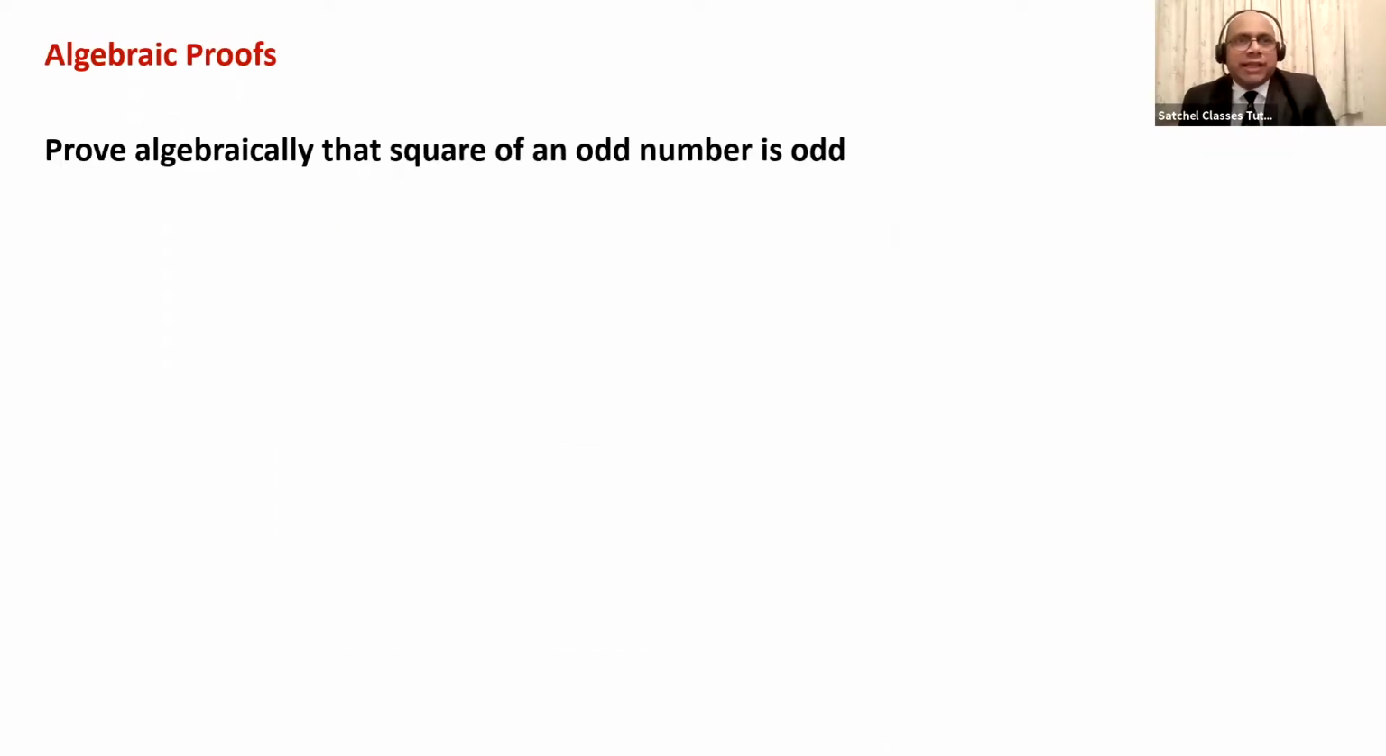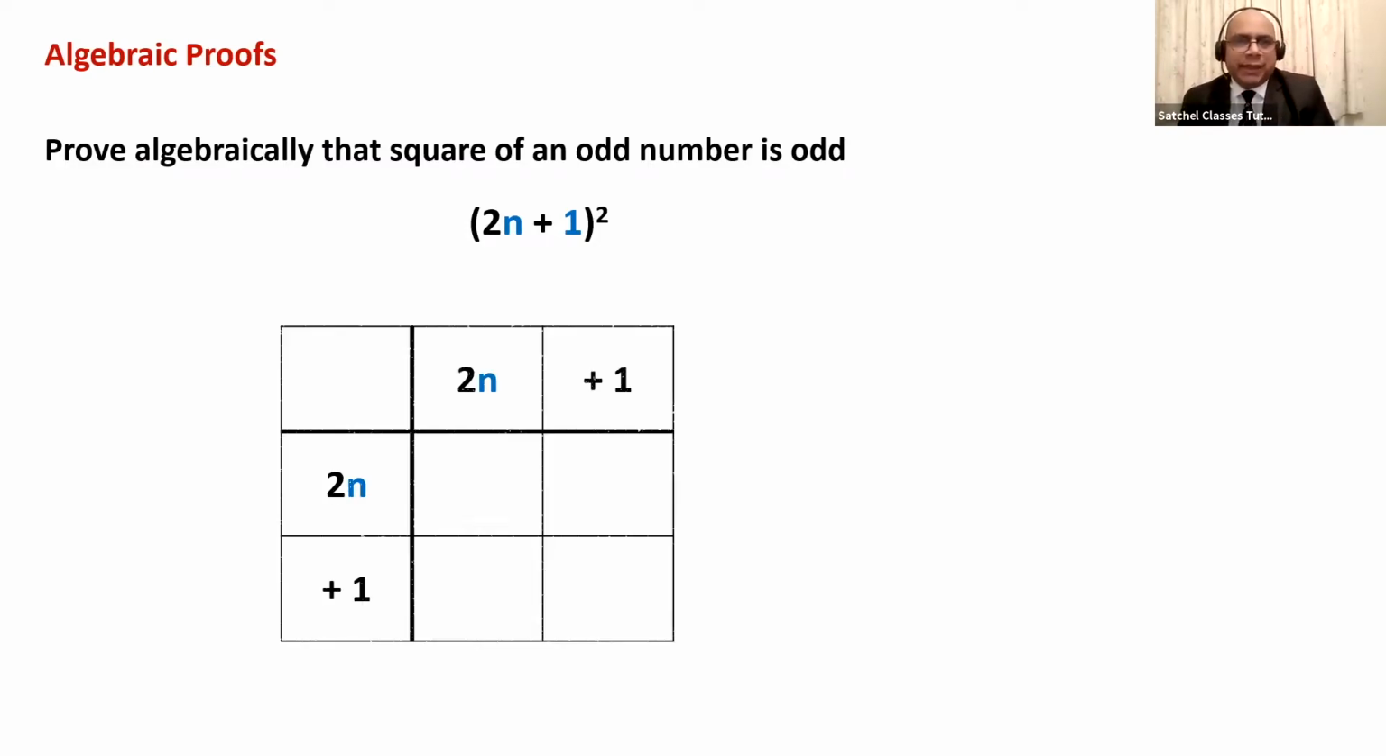Okay. Prove algebraically that the square of an odd number is odd. Well, odd number is 2n plus 1. Square of it is 2n plus 1 the whole squared. Now, how do we square this? It's like multiplying 2n plus 1 by 2n plus 1, right? So we'll use the grid method once again. 2n plus 1 along the columns and 2n plus 1 along the rows. Let's see whether we'll be able to do the required proof. What is 2n times 2n? It is 4n squared. 2n times 1 is 2n.